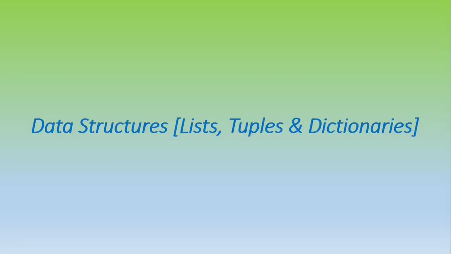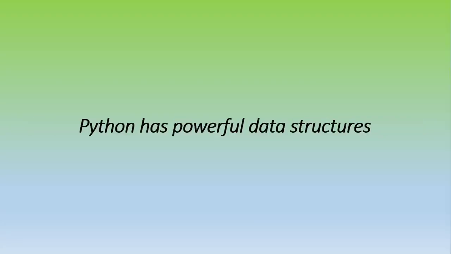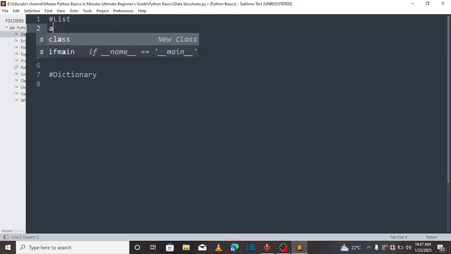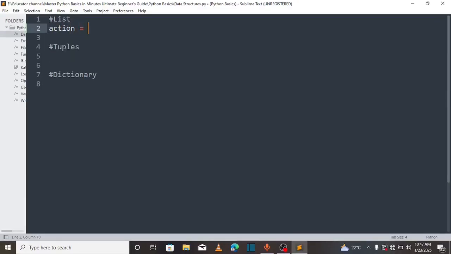Want to store multiple values? Use a list. Need an unchangeable collection? Use a tuple. If you love organizing data, use a dictionary. For the list, the syntax is, let's say actions is equal to, a list is determined by those brackets. So inside that list, we are going to put like, comment, and subscribe.